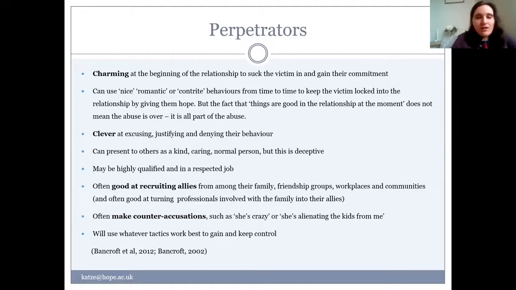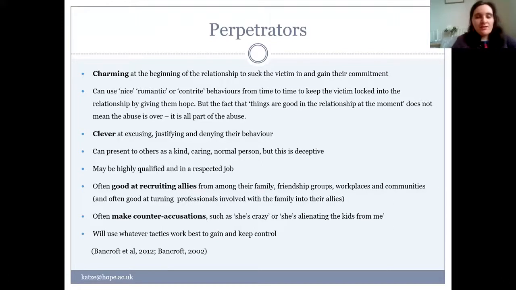So a bit of a spotlight here on perpetrators. We hear so often, don't we, that they are absolutely charming and dreamy at the beginning of the relationship to suck the victim in and gain their commitment quickly. And they can also use nice, romantic, or contrite, I'm sorry, behaviors from time to time to keep the victim locked in by giving them false hope. But the fact that things are good in the relationship at the moment doesn't mean the abuse is over. That is all part of the abuse. It's the giving of false hope.